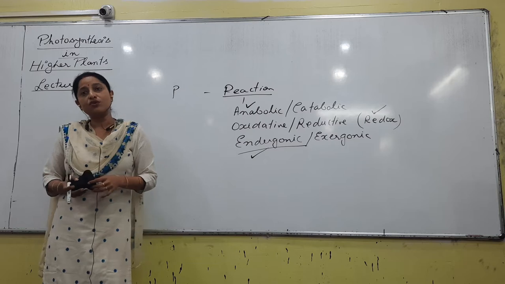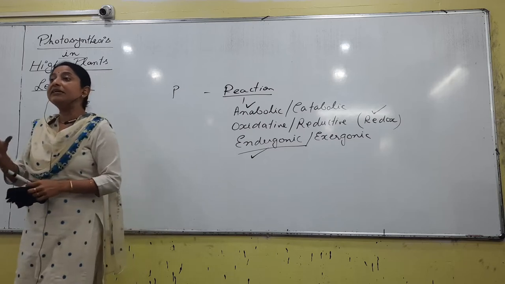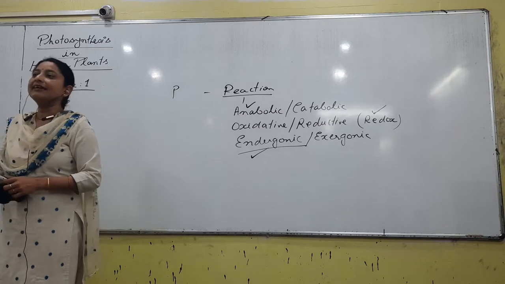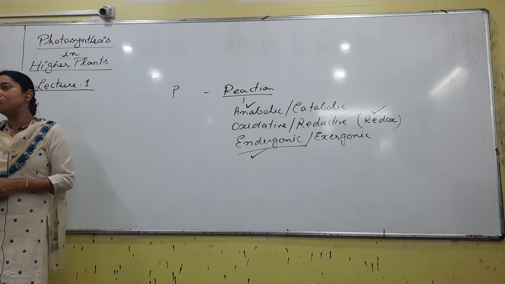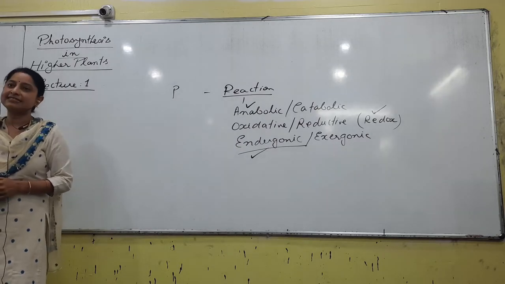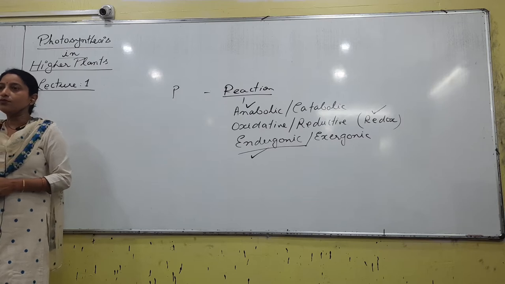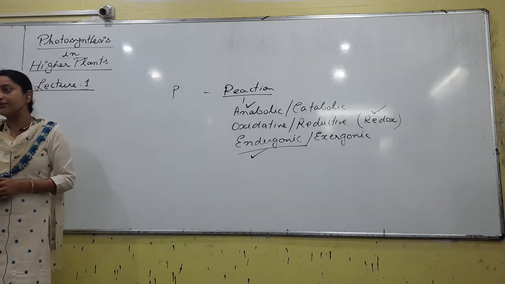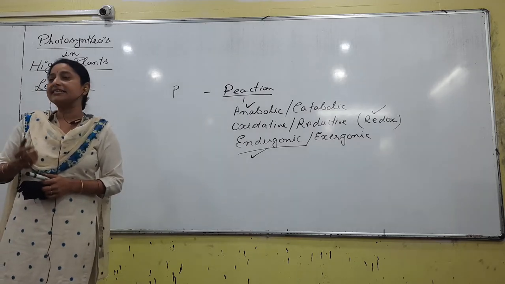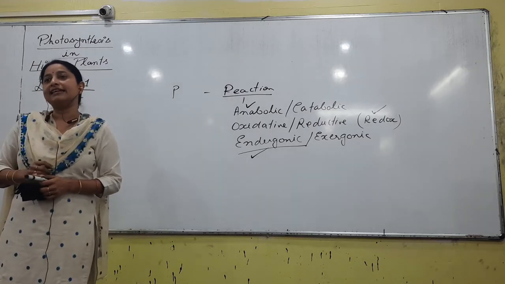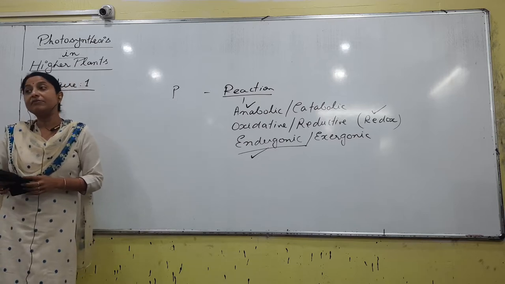So where will the light reaction take place? Where the pigments are present, there the light reaction will take place. Because whenever we talk about light reaction, we understand that someone takes in light and the process starts. Who takes in light? The reaction is happening inside the chloroplast. First step of the reaction: someone takes in light. Who takes in light? It is the pigments that take in light.